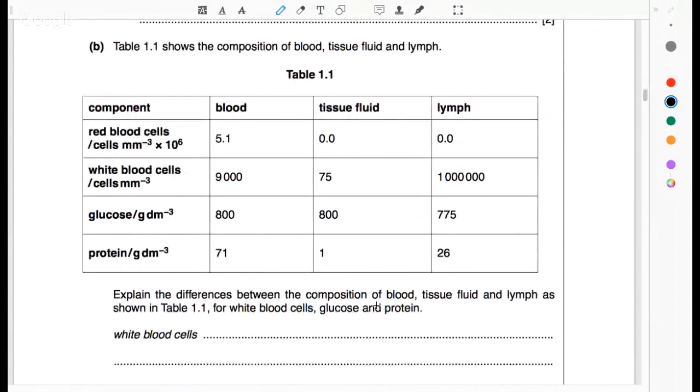Okay, composition of blood, tissue fluid, and lymph. Explain the differences for white blood cells, glucose, and protein. Okay. So white blood cells. The lymph has a high concentration of white blood cells because it passes through the lymph nodes.